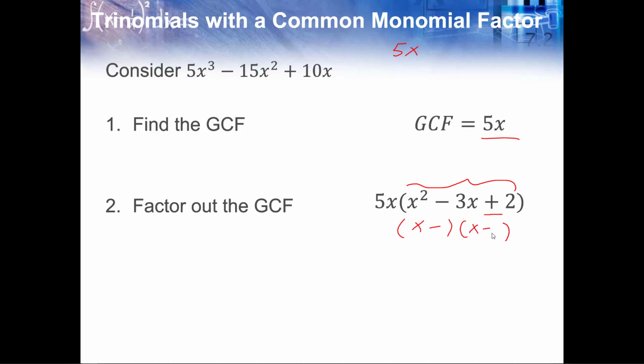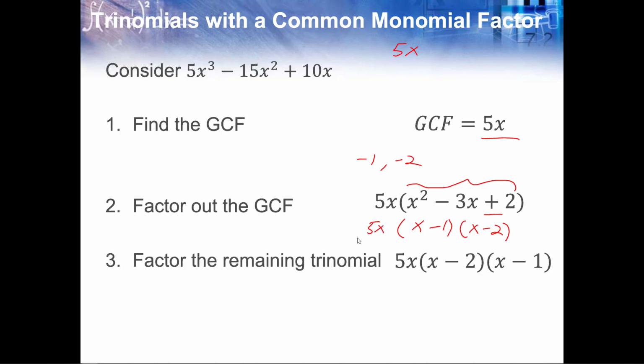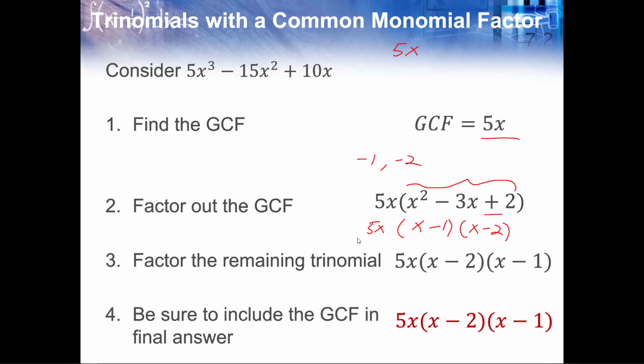Okay, so we need to find negative factors of 2 that sum to 3. Well, 2 is a prime number. There's only one collection of negative factors of 2: negative 1, negative 2. So one of these will have to be 1, the other one will have to be 2. And of course, we always want to include the 5x, which is our last point here. Make sure you include the monomial term. And obviously the order doesn't matter. So that's the approach.